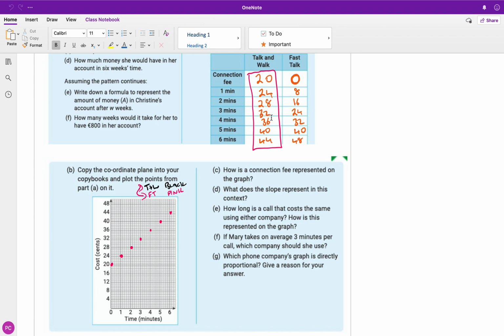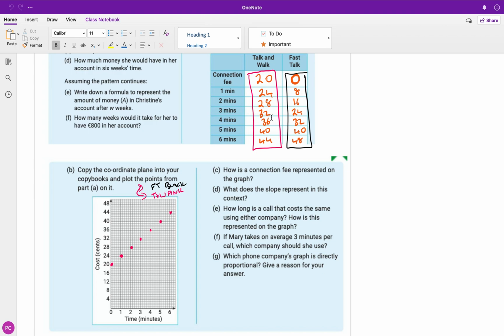So I'm just going to switch those. So Talk and Walk is now pink, because I'm not doing them backwards. And what's the other one called? Fast Talk, FT, Fast Talk. It's going to be in black. So there's my first one graphed, right? Now I'm going to switch to my black pen and I'm going to graph this one here.